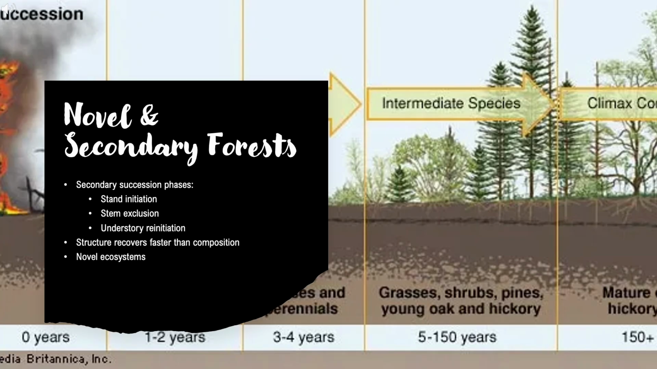Here's a critical insight from succession research. Structure recovers faster than composition. That means the height, canopy cover, and basic forest architecture of a secondary forest can return to something resembling old growth within decades. But the species composition, particularly the rare, specialist, late successional species, can take centuries to recover, if they recover at all. Some species are simply not present in the seed bank or can't disperse to the site.